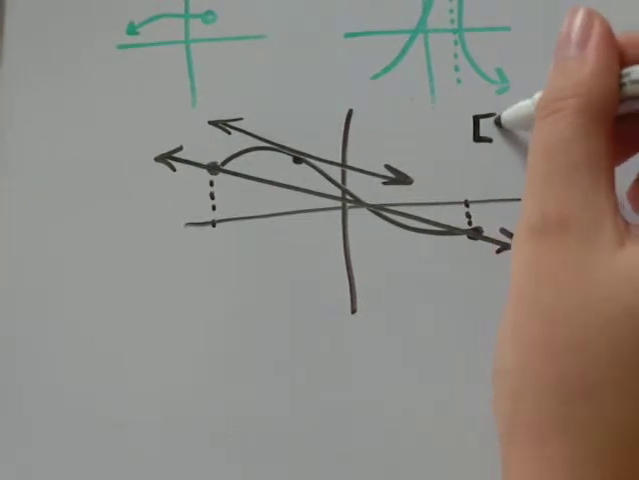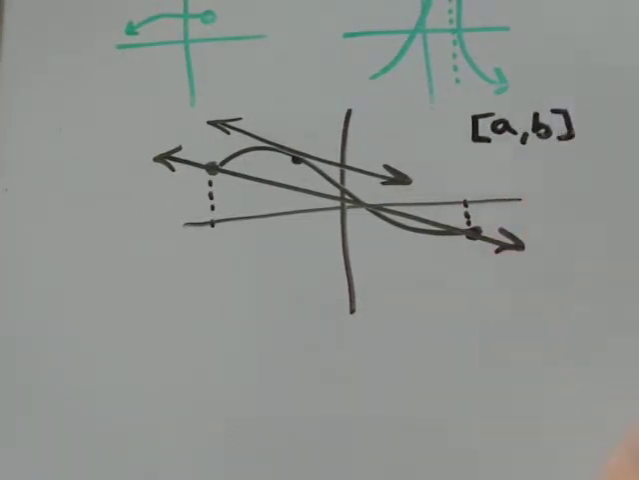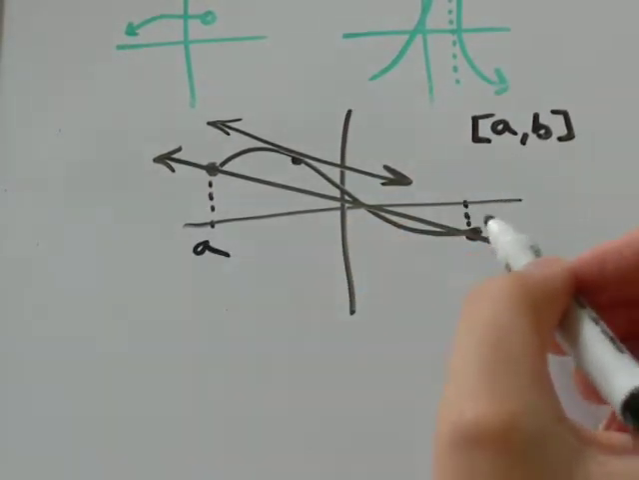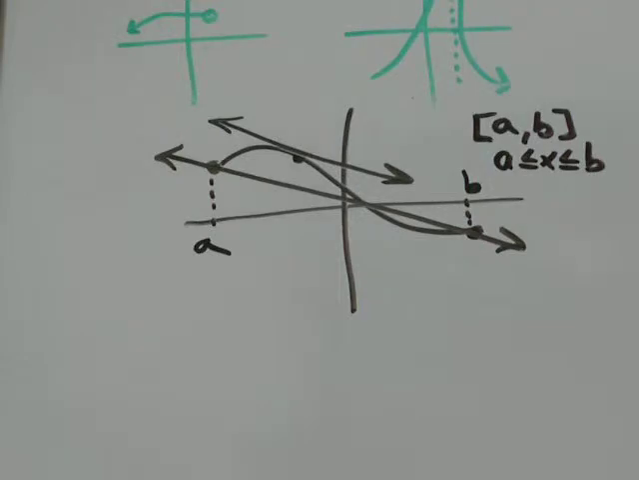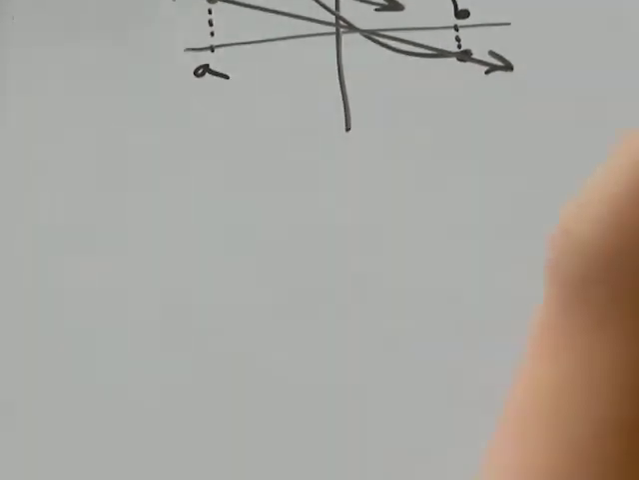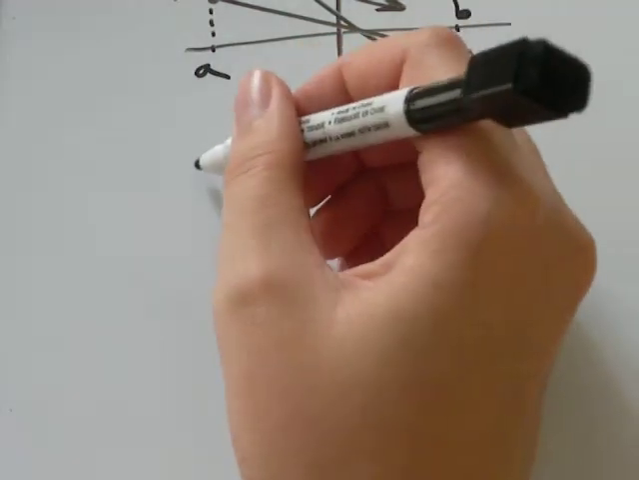The first way is square bracket A and B. This would be A, that would be B. Or you might see it written as A is less than or equal to X is less than or equal to B. They mean the same thing. So let's look at what the mean value theorem is.